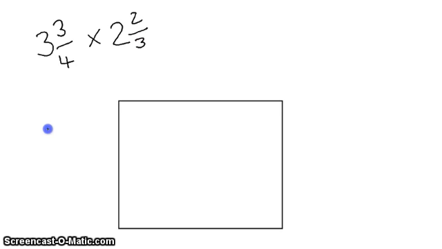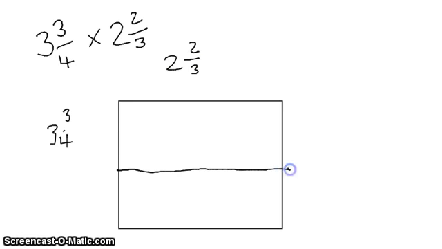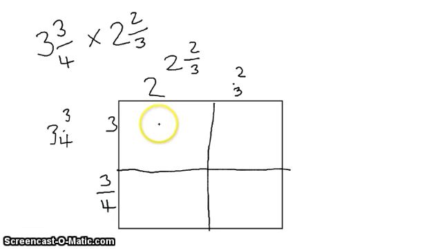3 3/4, and this side be 2 2/3. And what we can do is we can split the rectangle into sections, each section dealing with a piece of the problem. So I'll make this section be 2 and this section be 2/3. And then this section can be 3, and this section can be 3/4. And what happens is that leaves us with 4 sections, each with a problem to do.